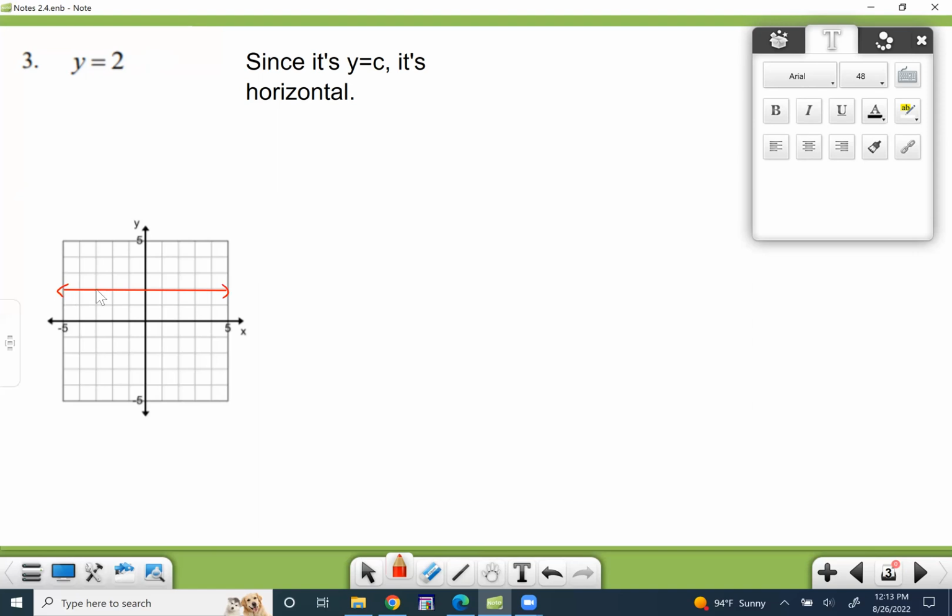So if you pick a few points, this would be (-3, 2). So yes, the y value is 2. If you go right here, this would be (1, 2). So again, the y value is 2. So we did a great job on that.